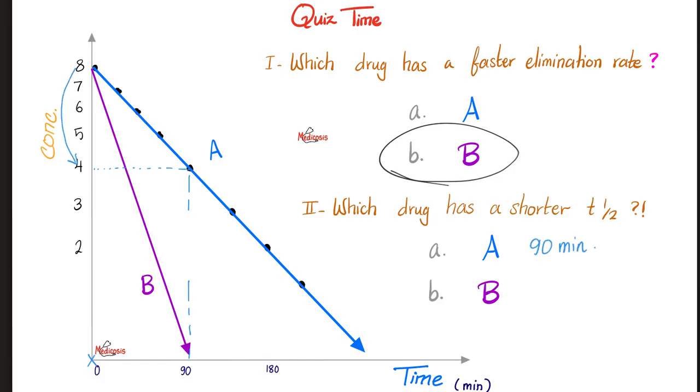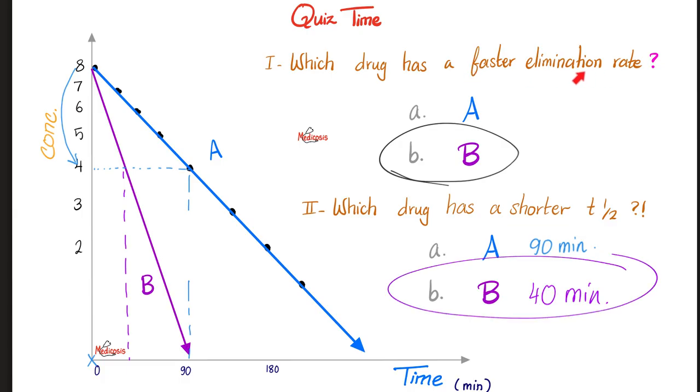How about the half-life for B? When I went from 8 to 4 for B, the concentration of 8 happened at time 0. The concentration of 4 happened at way less than 90. Let's just call it 40 minutes. Now, which one had a shorter half-life? The shorter one is B.